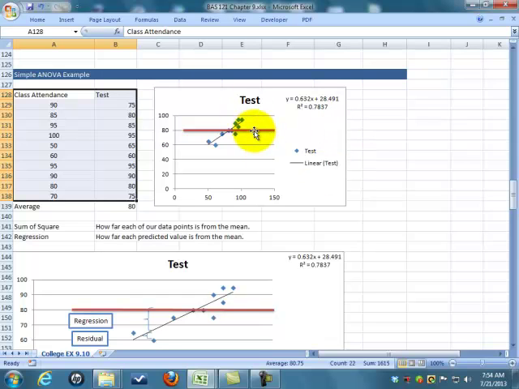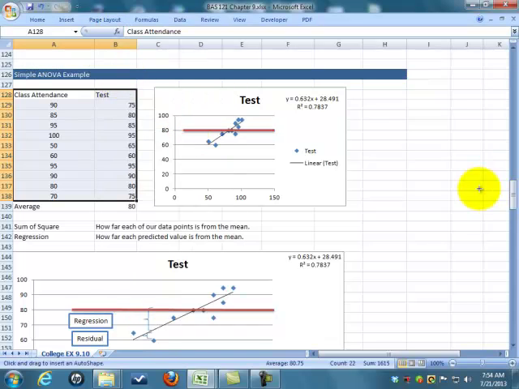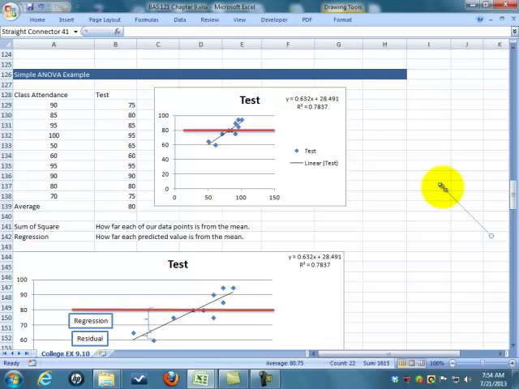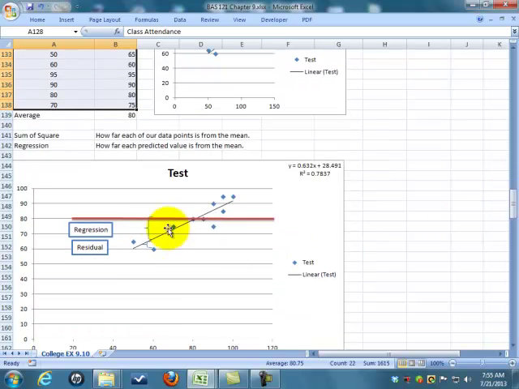And all I added here is a red bar. I simply went up to insert shape, picked a shape, and drew my red bar. And then I exploded it down here so you can see what's going on.